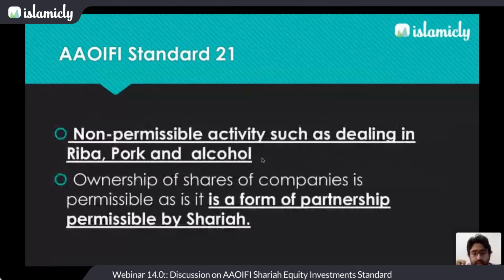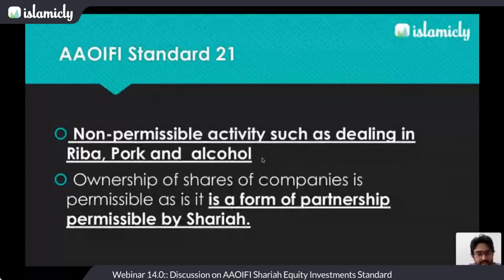Now, EOF standard goes on to say that non-permissible activities such as dealing in riba, pork, and alcohol should not be the objective of the company. That means the activities mentioned by the company do not include any of the non-permissible activities as per Sharia, such as dealing in riba, or trading in pork, or sale of alcohol, or manufacturing of alcohol, or the likes of alcohol. So EOF standard specifically mentions these three things, which is riba, pork, and alcohol.